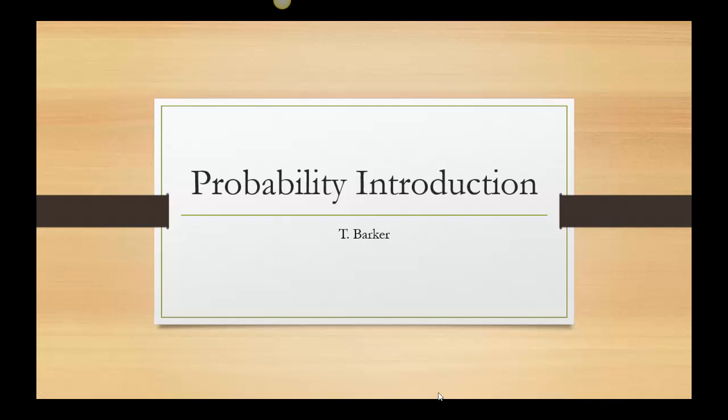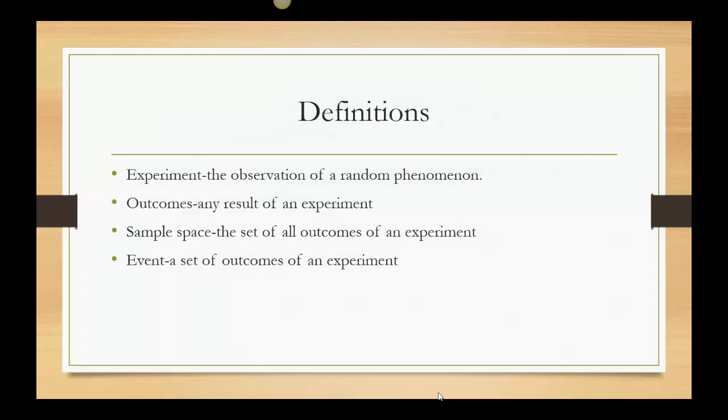Today we'll start our introduction to probability. Let's start with some definitions. First thing we need to talk about is an experiment. An experiment is just the observation of a random phenomenon. An outcome is any result of an experiment.